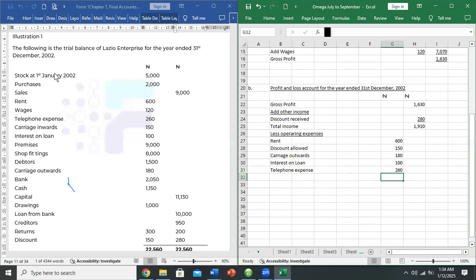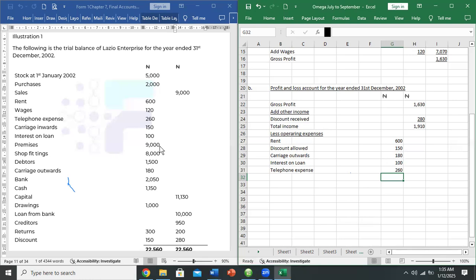The first is stock, which is the opening stock. It's not an expense in the profit and loss account. It's an item we use in the trading account. So it won't come here again. Purchases has been used in the trading account. So the first one will be the rent, and we have that in our solution. Wages, as I indicated, wages alone like this goes to the trading account. So take note of that. Telephone expense, yes, we have it. Carriage inwards has been used in the trading account. Interest on loan, we have it on our profit and loss account.